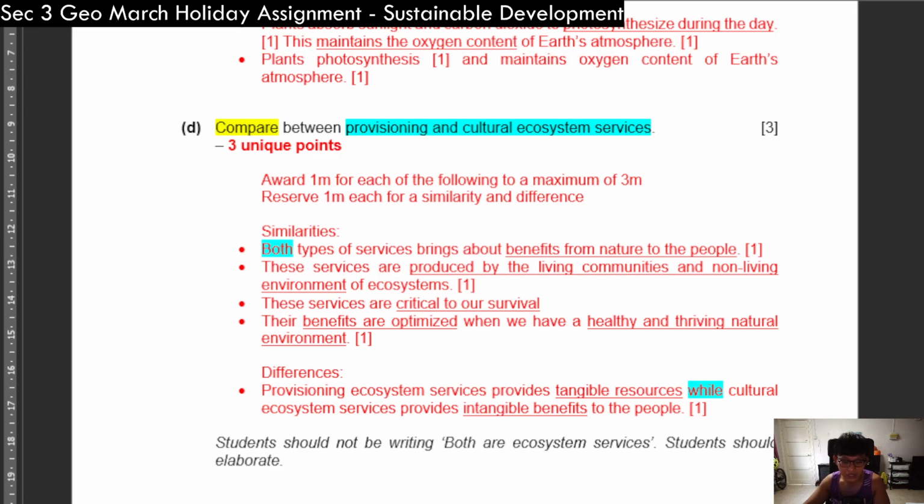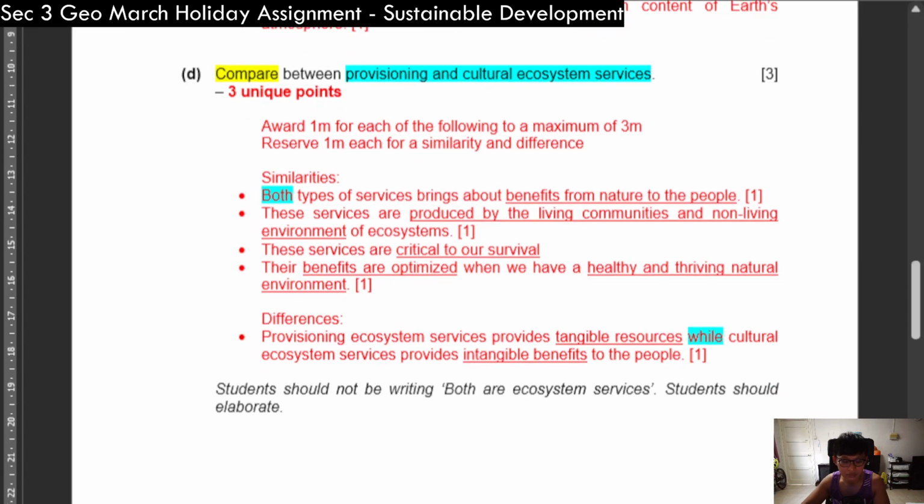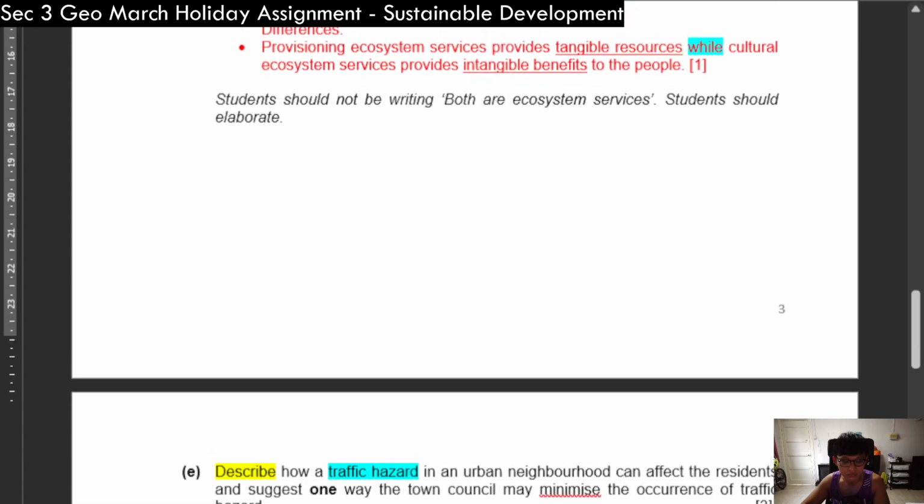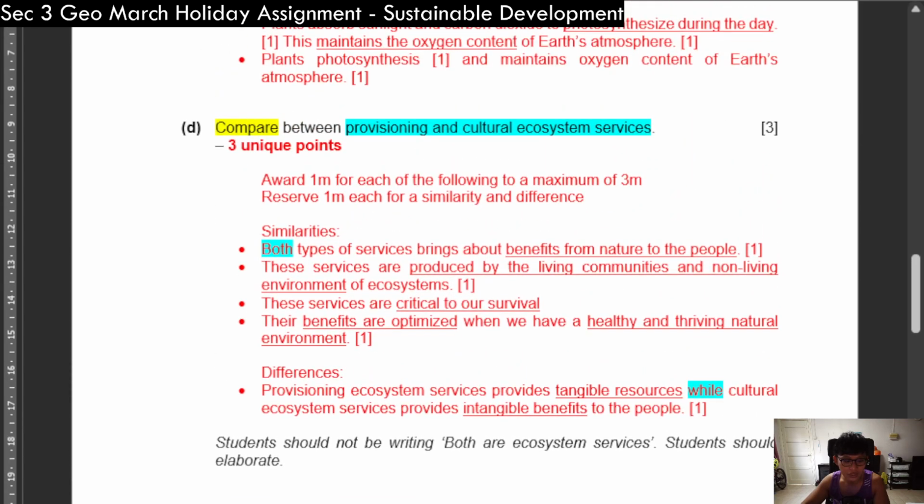health, because we can walk around in the park, we can jog in the park. Benefits to our mental well-being when we walk in the park. It can also provide educational benefits, such as when we bring you down to Bukit Gombak for your geography field trip, so you can actually learn things from these ecosystem services as well. Right, so that is for question 4.